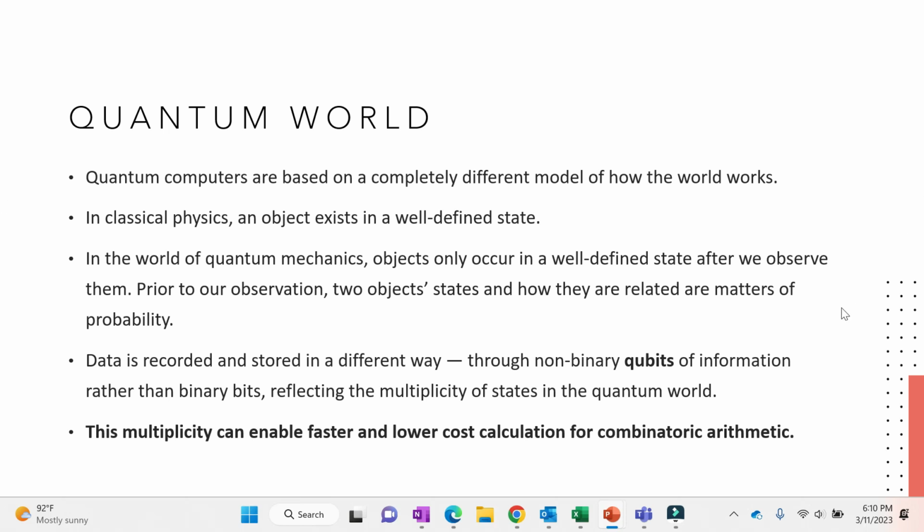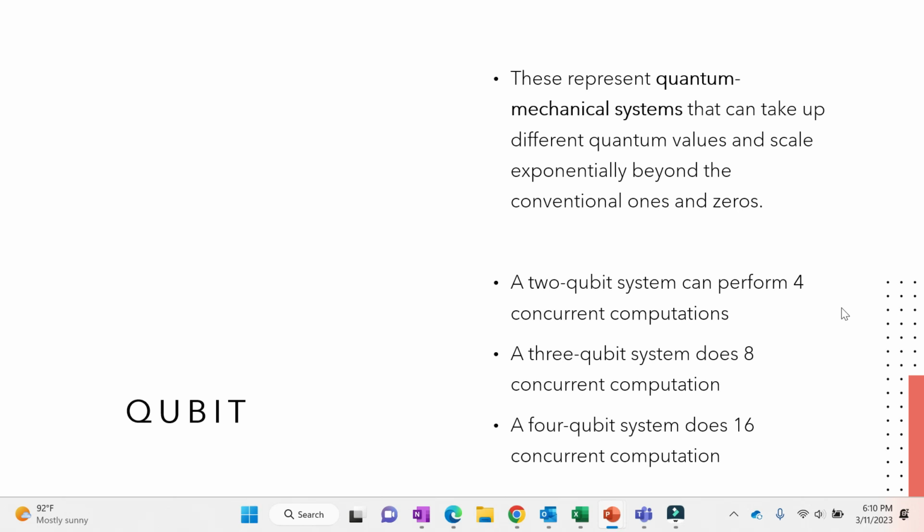So let us look at each of these terms, what they are. First of all, what is a qubit? The fundamental unit, like for our classic computers, it is a bit, which is either a 0 or a 1, binary. But here the lowest level or the basic building block is the qubit. Now this qubit represents a quantum mechanical system which can take up different quantum values. So it can scale exponentially beyond the conventional ones and zeros.